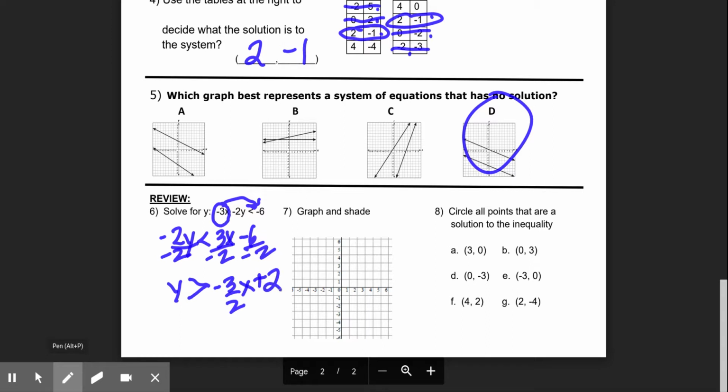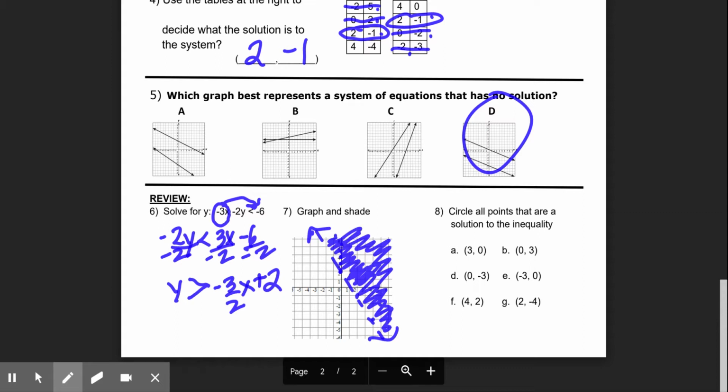So now we're going to graph this. So we start at positive 2, and then we're going to go down 3, right 2, and go down 3, right 2. And since this doesn't have a line underneath it, this is going to be dashed. All right, and it is greater. So we're going to ask ourselves, where are y values greater than the y-intercept of 2? So here's your y-intercept of 2. So greater than would be up in here. So we would shade everything above this line.